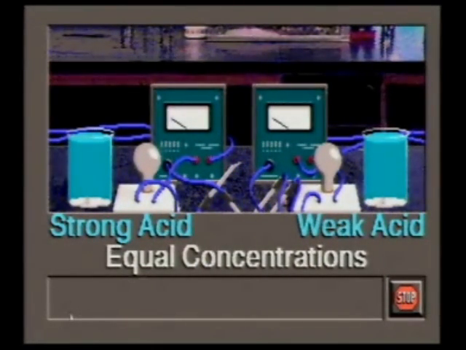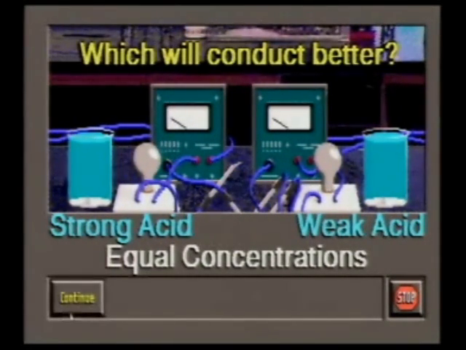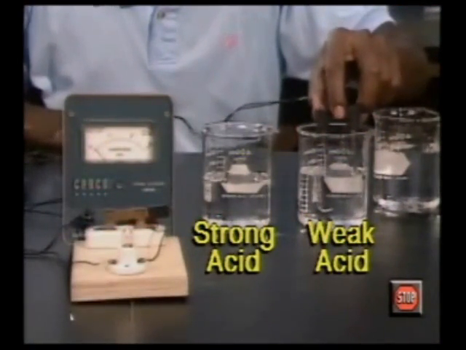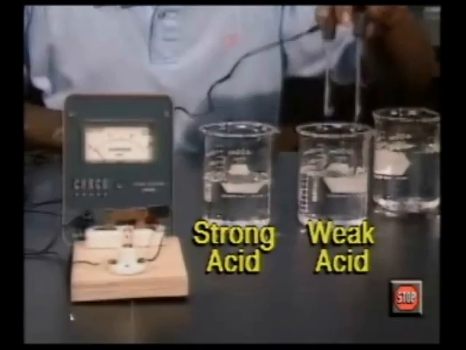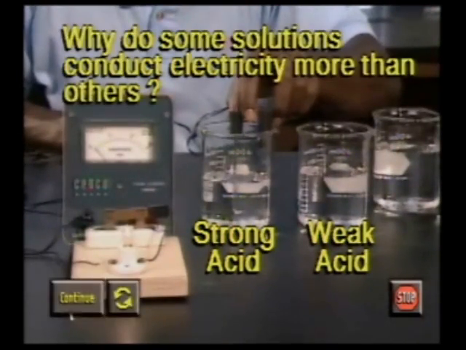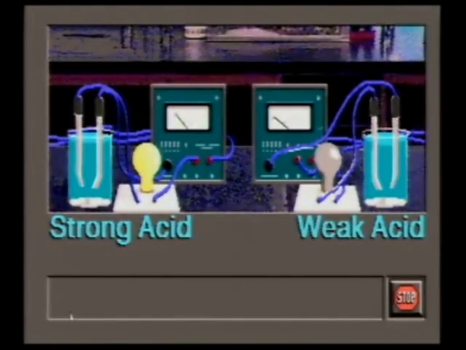Both acids and bases have a common property: electrical conductivity. The weak acid registers some conductivity, but the strong acid is a much better conductor of electricity. Conductivity is related to the number of ions per liter of solution.